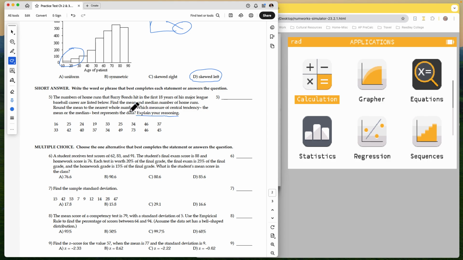Find the mean and median. So that's what we're asked to do. We need to find the mean and median. We'll do that with our statistics calculator. Then round the mean, just the mean, to the nearest whole number. Which measure of central tendency is best? They'll only give us one line, but we'll label over here. We're going to find the mean and the median, and then we're going to have an explanation of which one we chose.